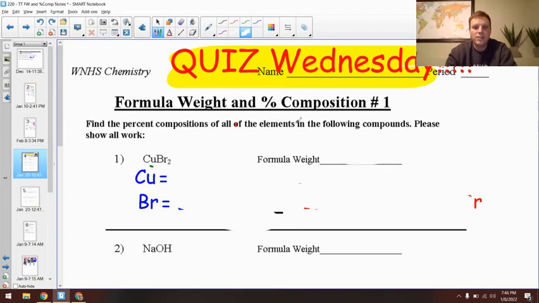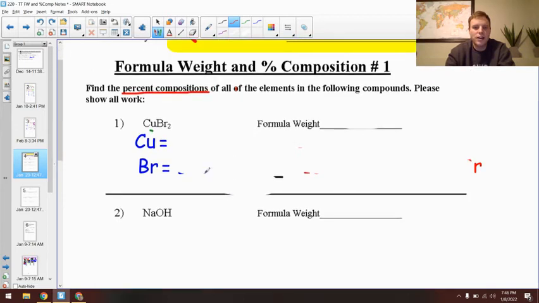So first one, it says, go ahead and get me the percent composition for all the elements in the following compounds. So, all right, we want the percent composition of copper and bromine in copper 2 bromide, or copper bromide. So how will you do that? Well, we need to first get the formula weight. So we have 1 copper, 2 bromines.